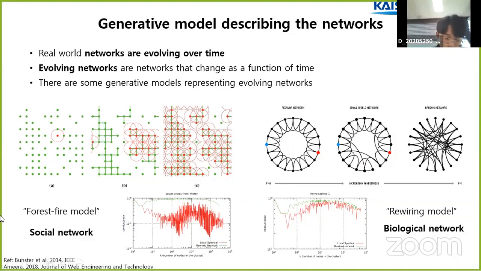So below, the figures show that the networks generated by the rewiring model are similar to biological networks, but not similar to social networks. So from these results, we can know that the evolving process of each network can be somewhat different. So in summary, biological networks have unique structural characteristics compared to social networks. Those biological networks should be treated differently, and a fine-grained analysis is needed to better understand the structure.